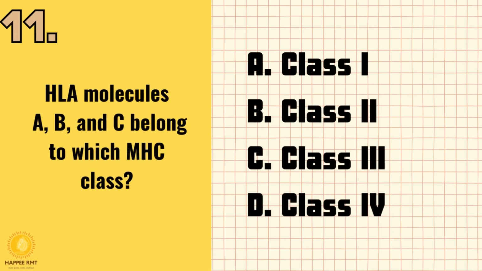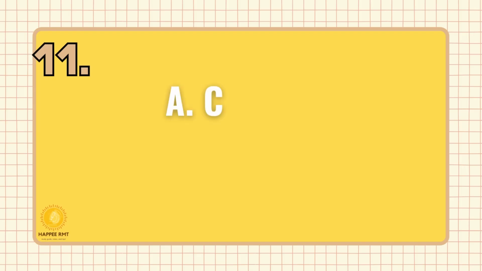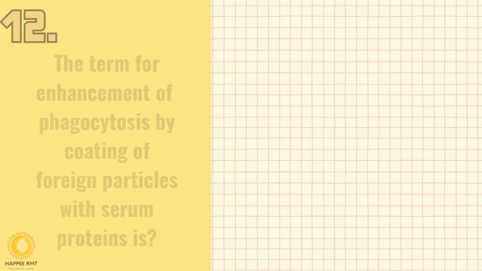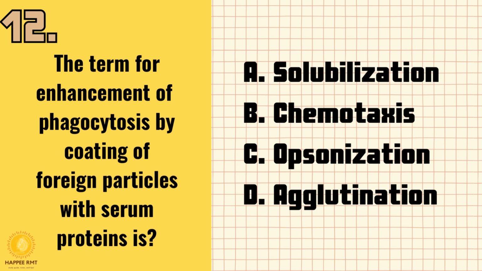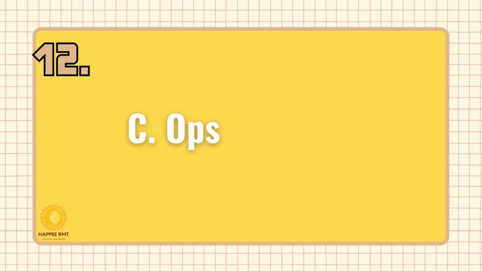Number 11. HLA molecules A, B, and C belong to which MHC class? A. Class 1, B. Class 2, C. Class 3, or D. Class 4. Time's up. Answer is A. Class 1. Number 12. The term for enhancement of phagocytosis by coating of foreign particles with serum proteins is A. Solubilization, B. Chemotaxis, C. Opsonization, or D. Agglutination. Answer is C. Opsonization.